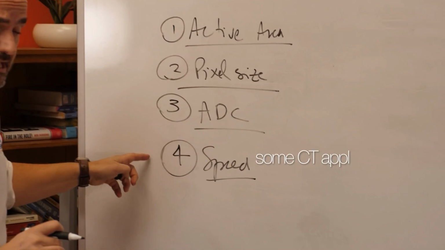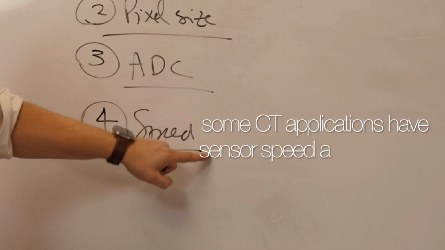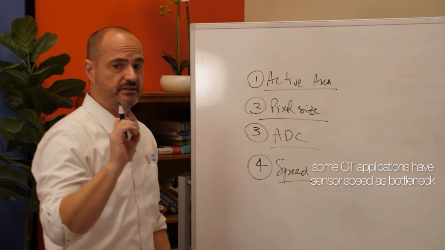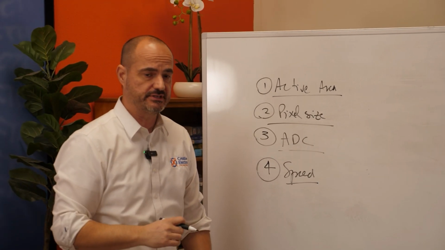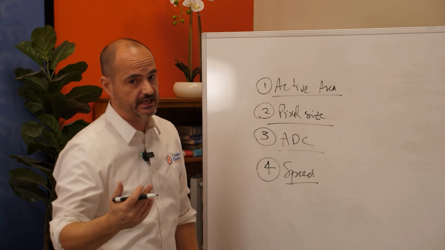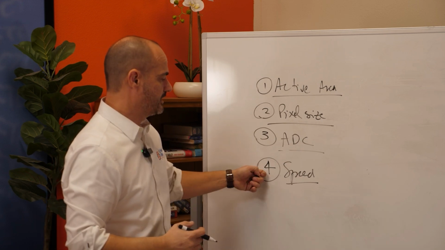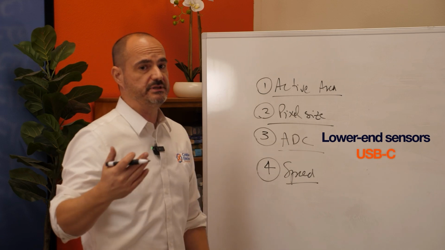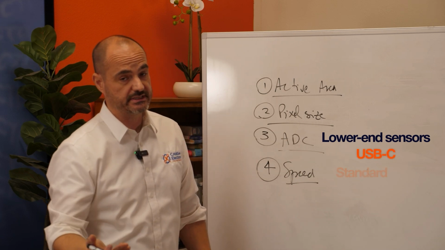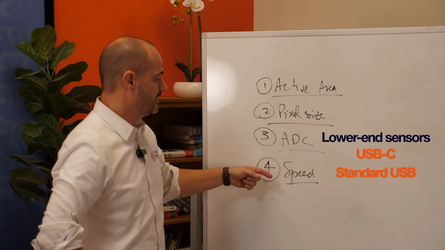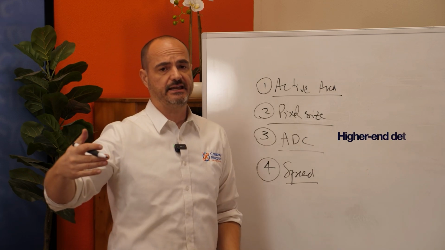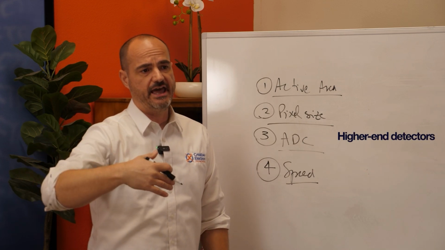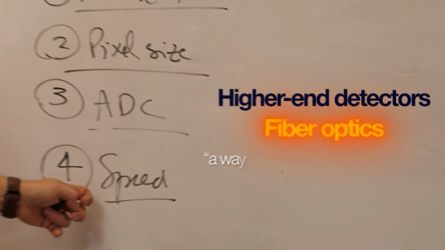Some CT applications have the speed of the sensor as one of the bottlenecks for the performance of the system. And again, the higher the speed, the higher the price that you're going to have to pay. You can get lower end sensors with a USB-C type of interface, or even the standard USB type of interface, up to the higher end detectors or sensors that have fiber optics as a way to read data out of the sensor.